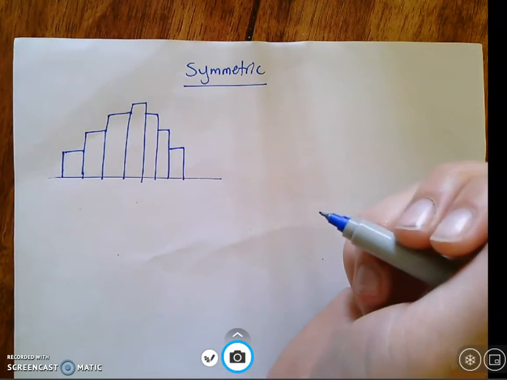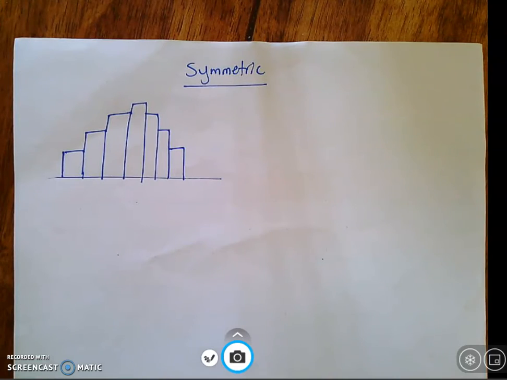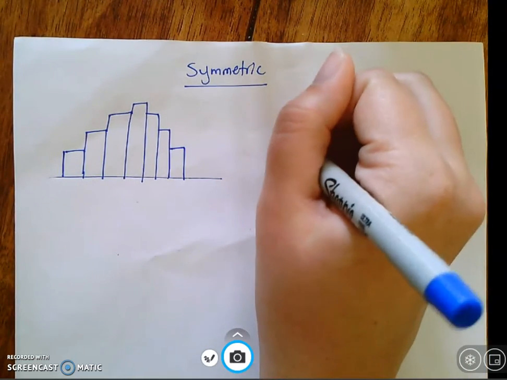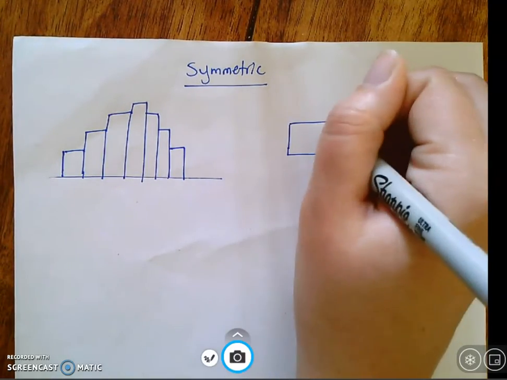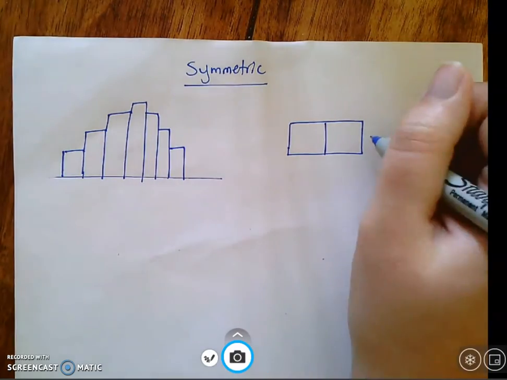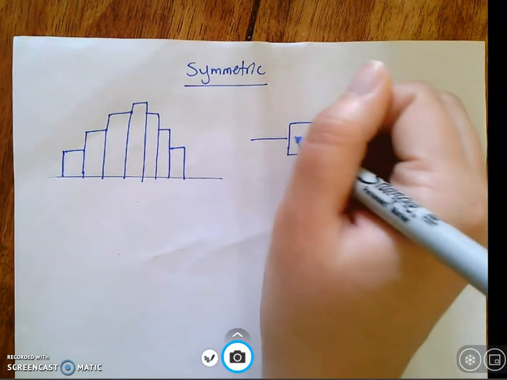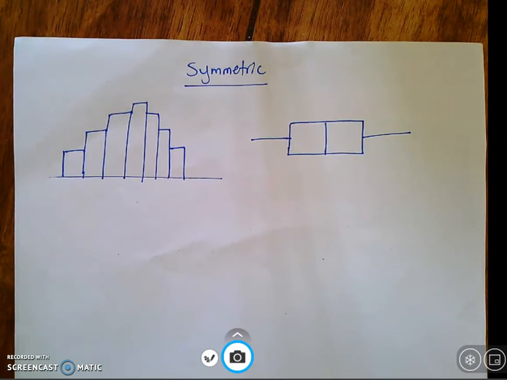So this is a symmetric histogram, and a symmetric box plot will look something like this, where that bar is kind of in the middle, and each of these whiskers are about the same length. So this is symmetric.